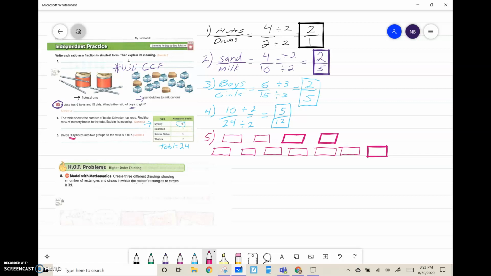All right, now what we need to do is count how many boxes are in our ratio. And we have 11 boxes. All right, so what I need to do is take my 33 and divide that by the amount of boxes, which is 11. And that is going to give us a 3. So each box is going to have 3 photos.